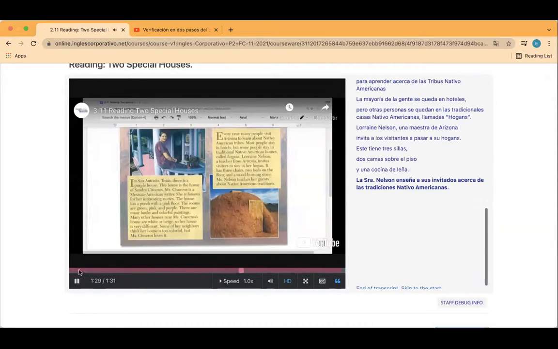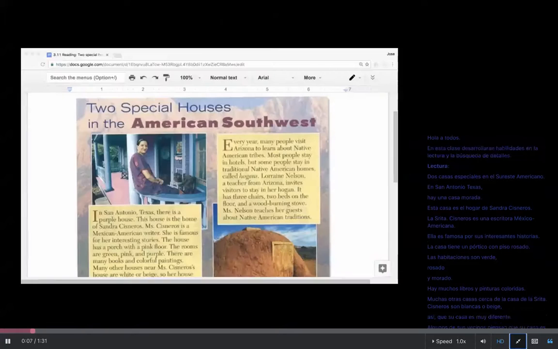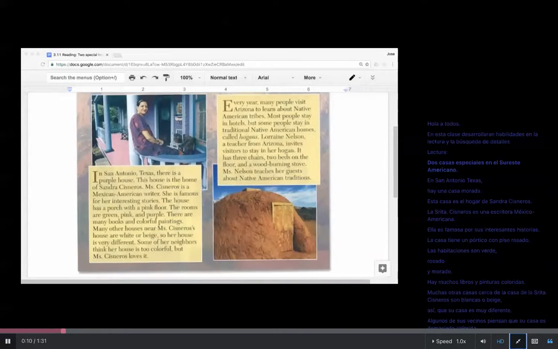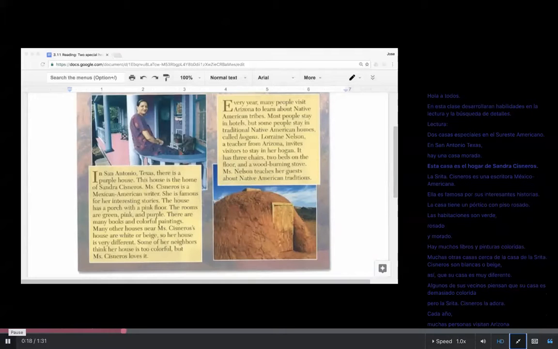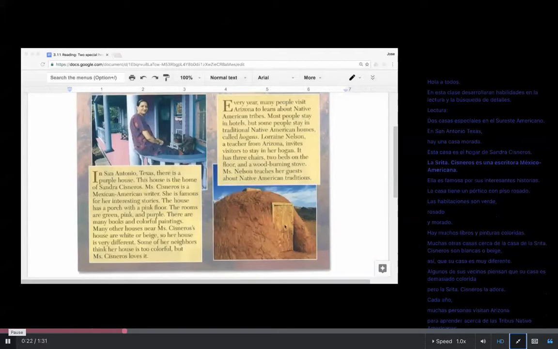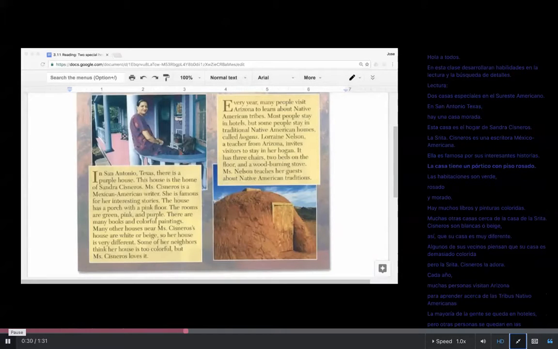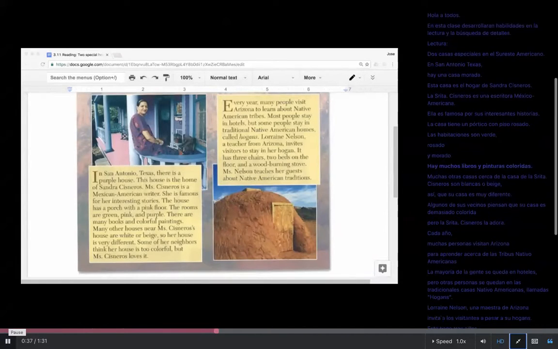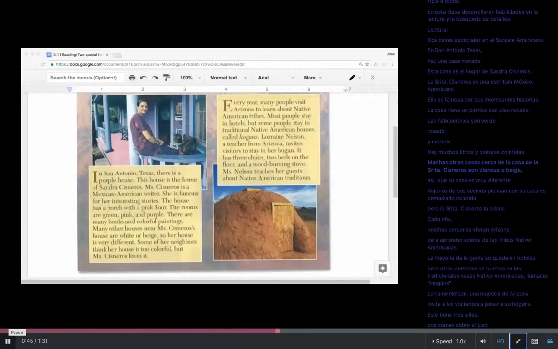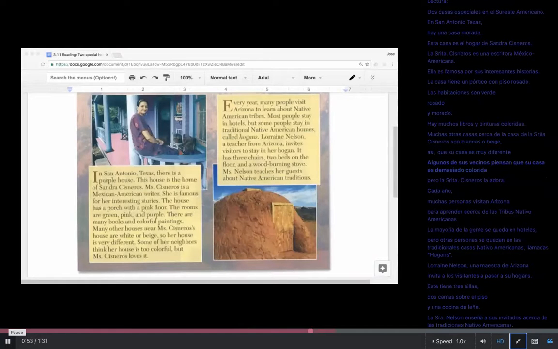Teaches her guests about Native American. Hi everyone. In this class, you'll develop skills in scanning and reading for details. Reading. Two special houses in the American Southwest. In San Antonio, Texas, there is a purple house. This house is the home of Sandra Cisneros. Ms. Cisneros is a Mexican-American writer. She is famous for her interesting stories. The house has a porch with a pink floor. The rooms are green, pink, and purple. There are many books and colorful paintings. Many other houses near Ms. Cisneros' house are white or beige, so her house is very different. Some of her neighbors think her house is too colorful, but Ms.